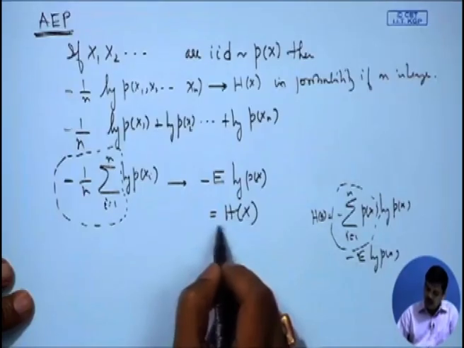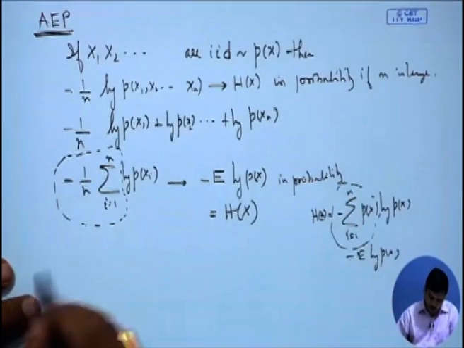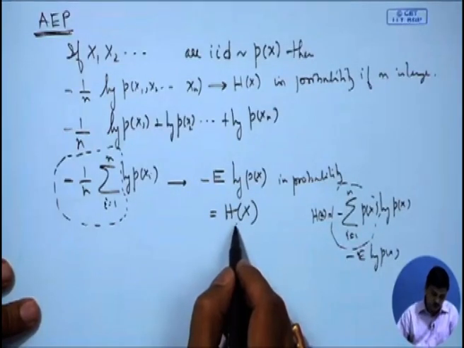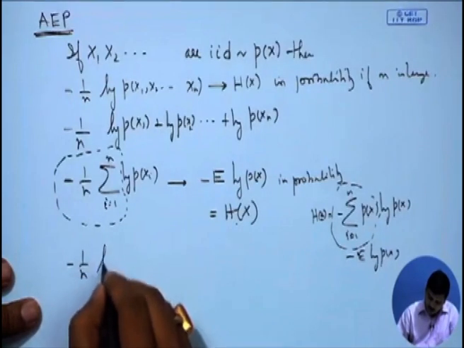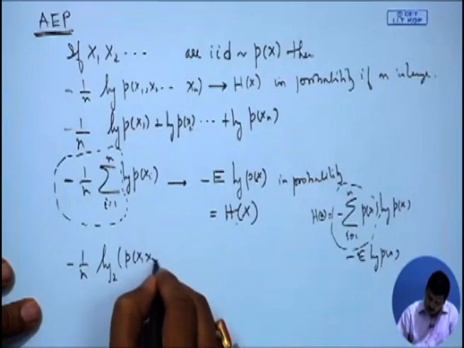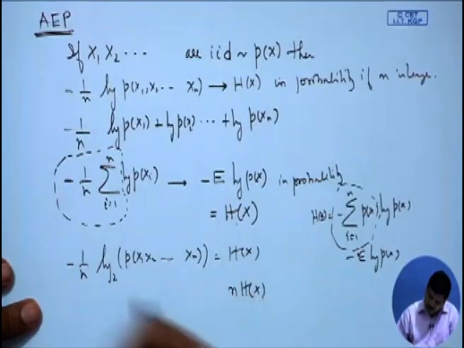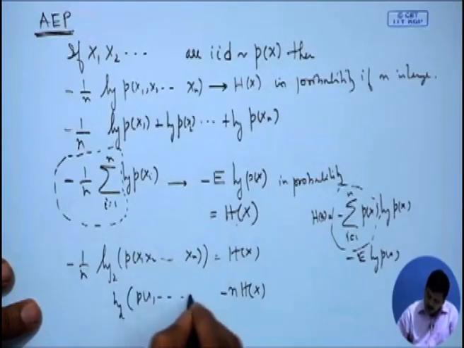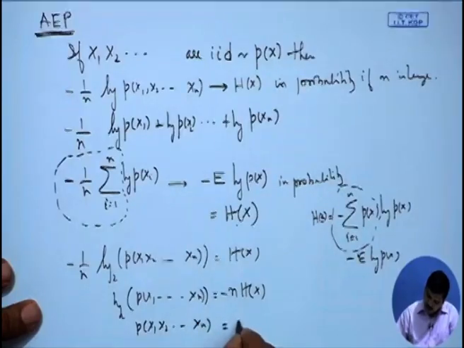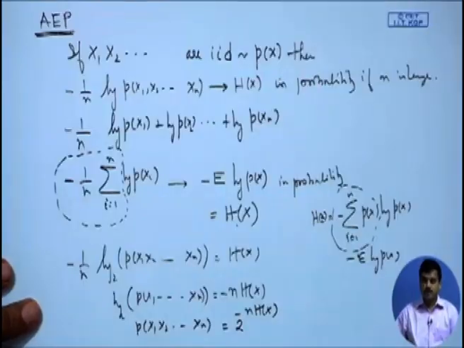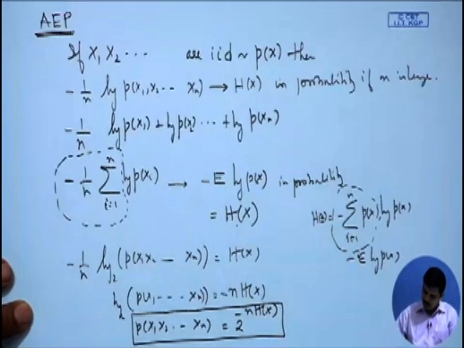In the integral form, instead of the summation, there was the integral sign. So now we are using this definition and saying that this could be written in the probability sense as H of x. Now what does this lead to? If we move further, starting from this point, we have minus 1 upon n log base 2 of p(x1, x2, ..., xn) equal to H of x. So we could write p(x1, x2, ..., xn) equal to 2 to the power of minus nH(x).